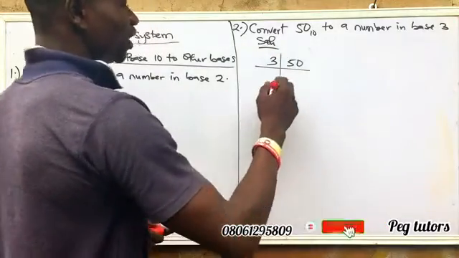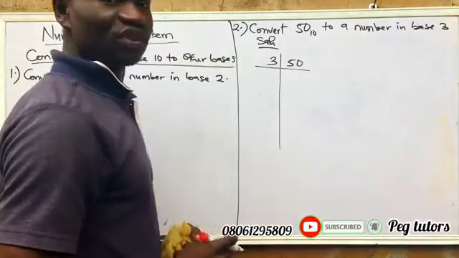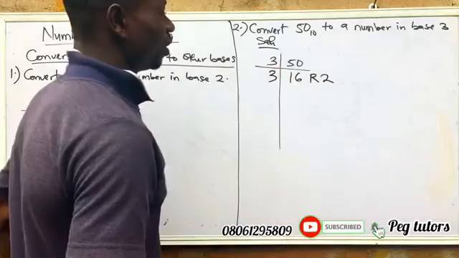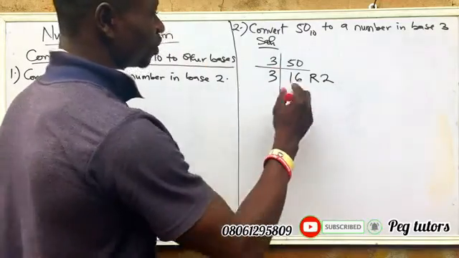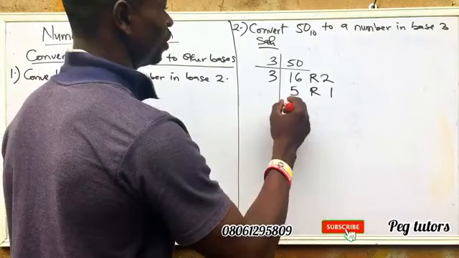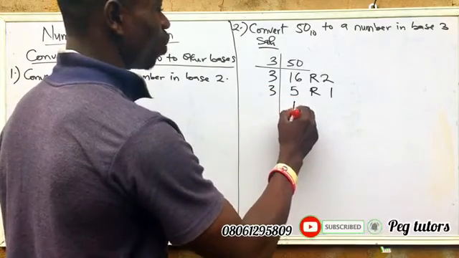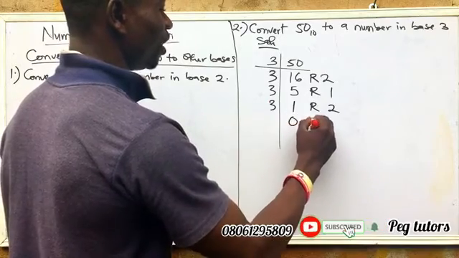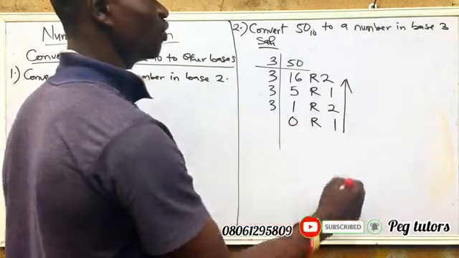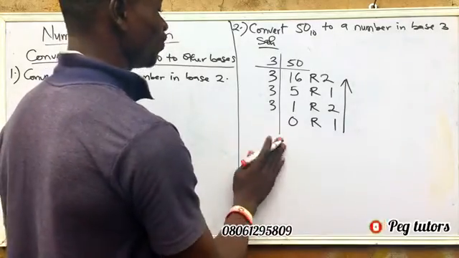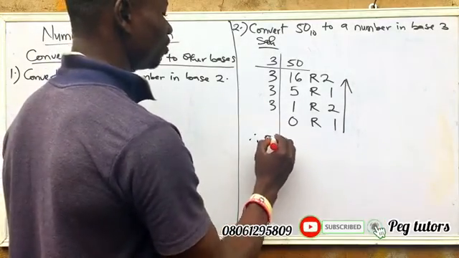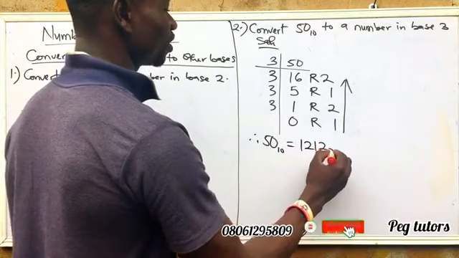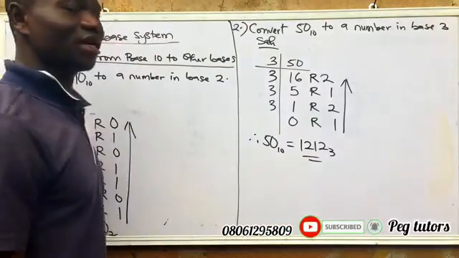Now here we go. 3 into 50, and that will give us 16, remainder 2. Now 3 in 16 would give us 5, remainder 1. 3 in 5 will give us 1, remainder 2. Then 3 in 1 will give us 0, remainder 1. So as usual, take your numbers upward. So we'll be having, therefore, 50 base 10 would be equal to 1212 base 3. So this is our answer in that.